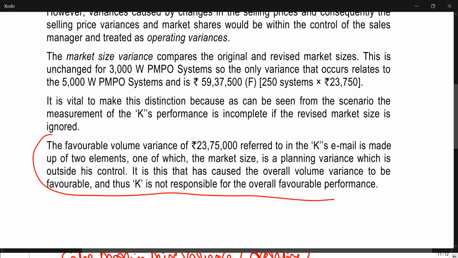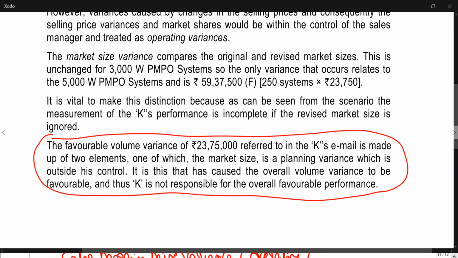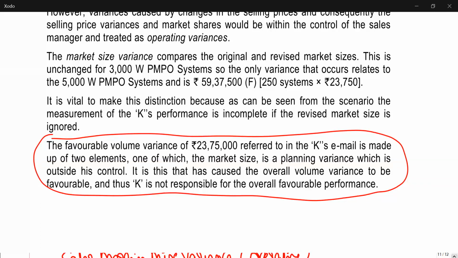This is the most important part. The favorable volume variance of 23,75,000 referred to in the case email is made up of two elements. One of which is the market size, a planning variance which is outside his control. It is this that has caused the overall volume variance, and thus K is not responsible for the overall favorable performance. He is not the person who has contributed to the favorable performance and he is not going to get any bonus. Clear? Any doubts in this? Because till now we learned only overall variances.